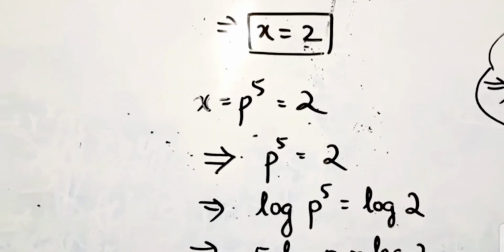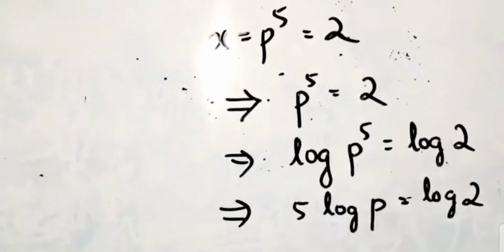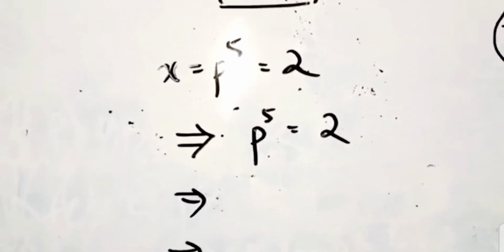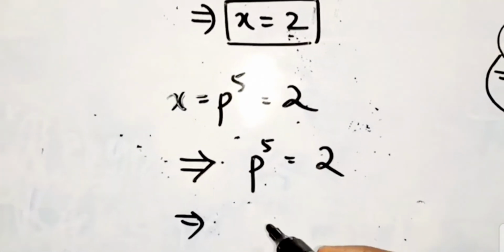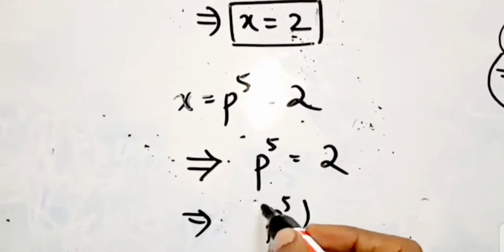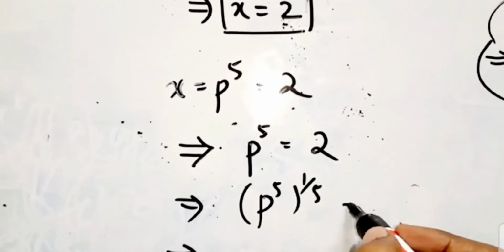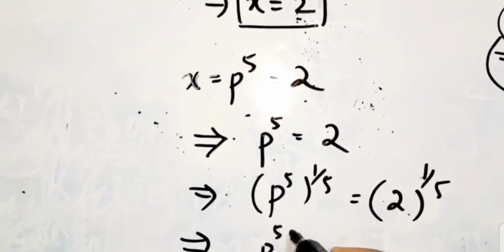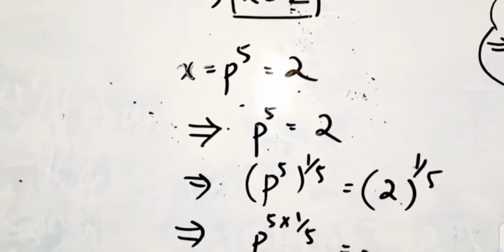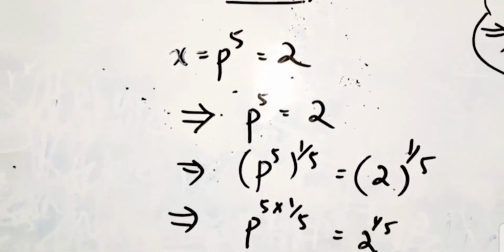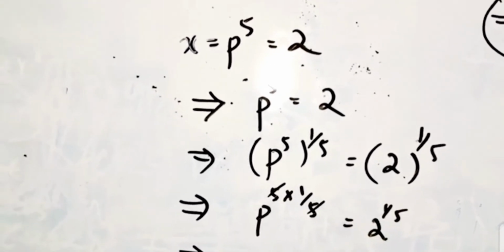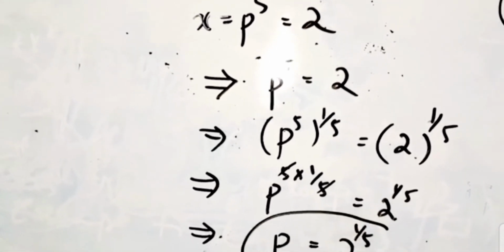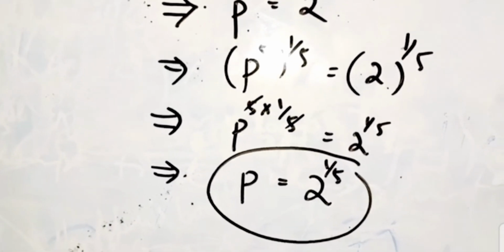Okay, this one directly also we can do. No need to take log both sides. Directly we can do. That means we can take p whole to the power 1 by 5 both sides. Okay, to the power 1 by 5 both sides, and we know that p raised to power 5 multiplied by 1 by 5 will get cancelled. This one will get cancelled with this and we will get p, which is nothing but 2 raised to power 1 by 5. Okay, we got p equals to 2 raised to power 1 by 5.